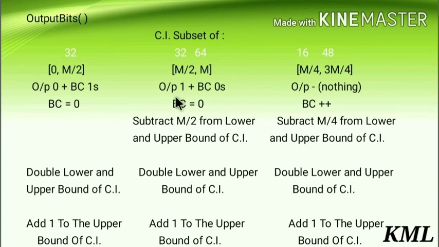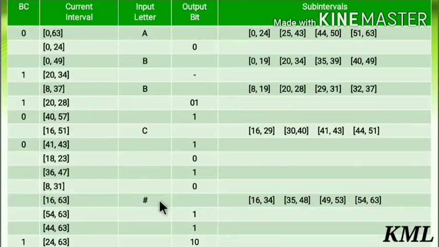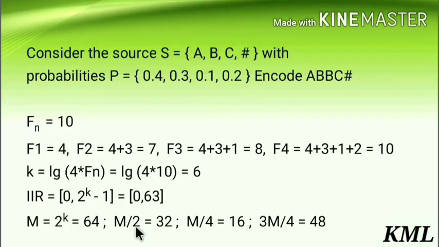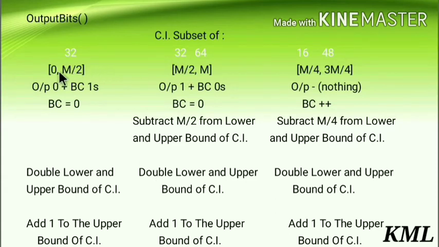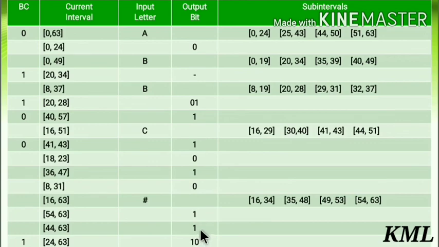Set bit count to 0, subtract 32, double lower and upper bound, and add 1 to the upper bound. Okay. So after doing that, you get 44,63. Okay. So check this with the algorithm. So 44,63, if you see, doesn't fall in this, it falls in this. So 44 is greater than the 2 and 63 is less than 64. So it falls in this. So you have to output 1 plus bit count zeros. So output 1, what is bit count? Still 0. So you don't have to output any zeros.